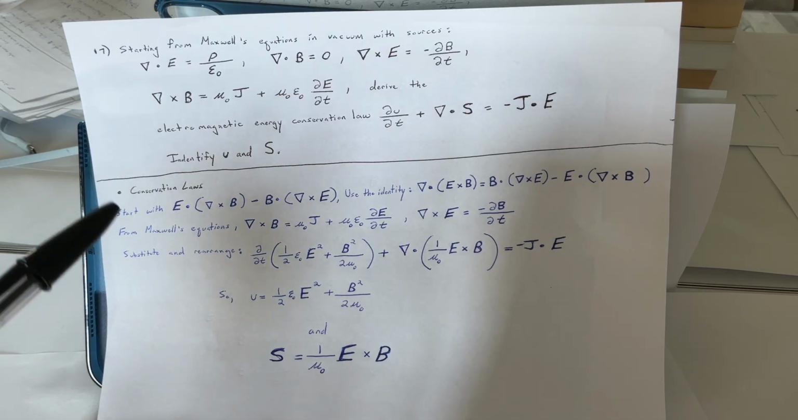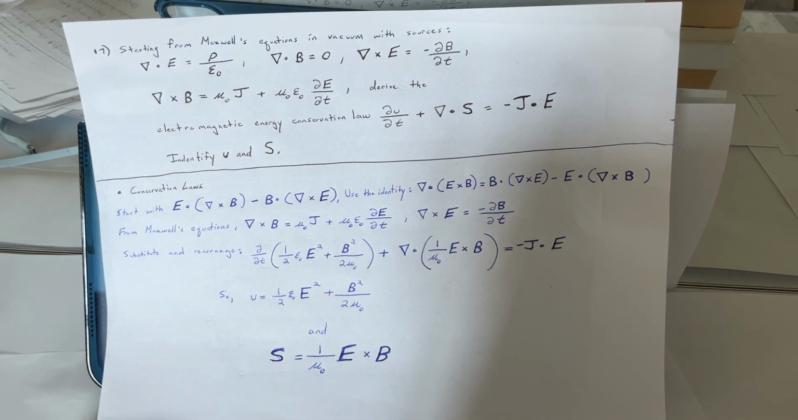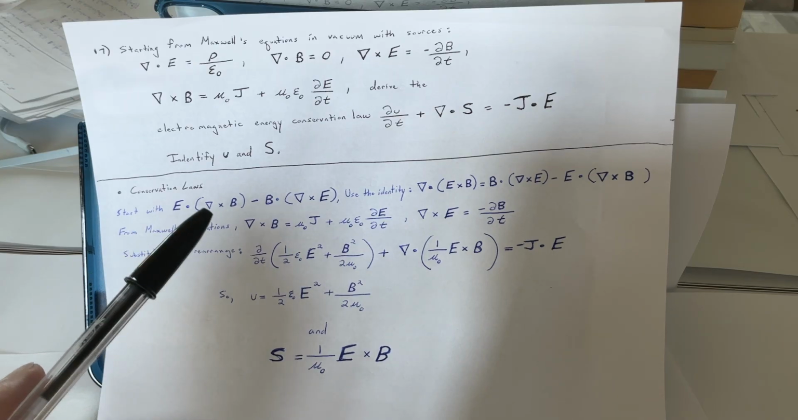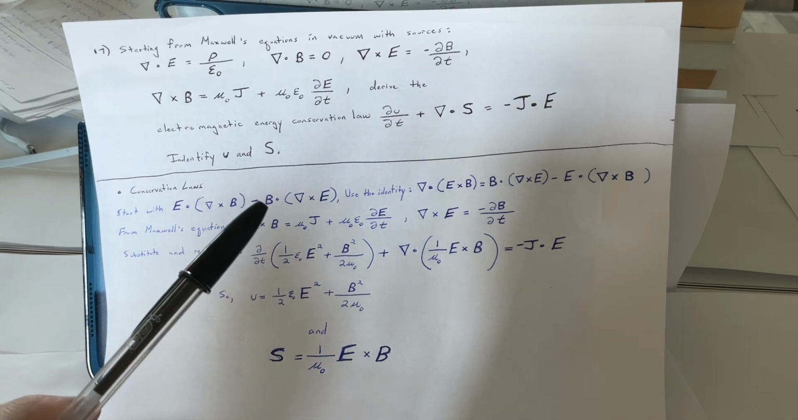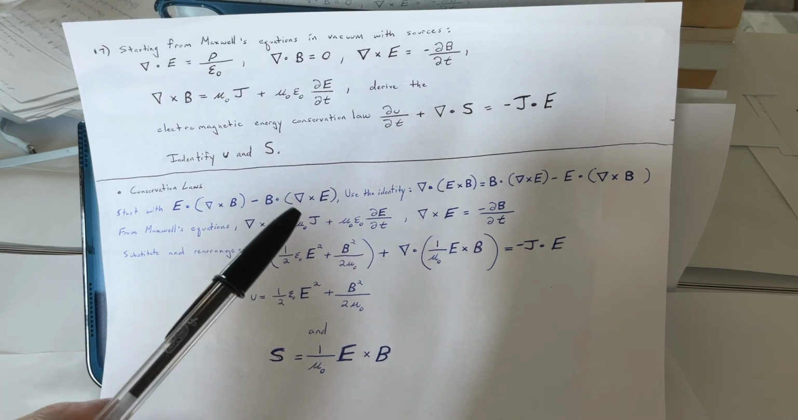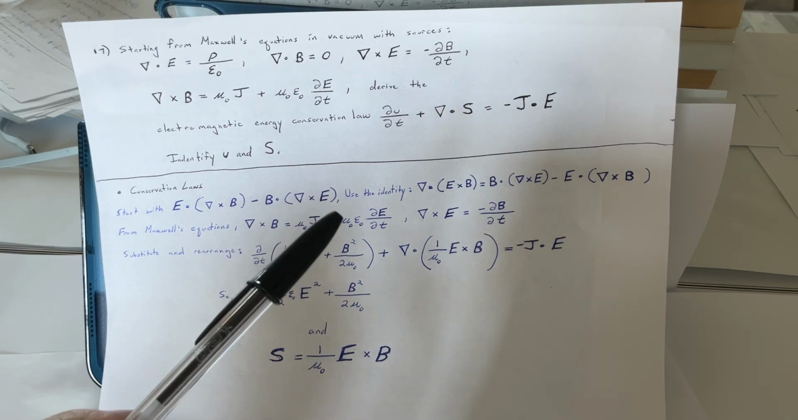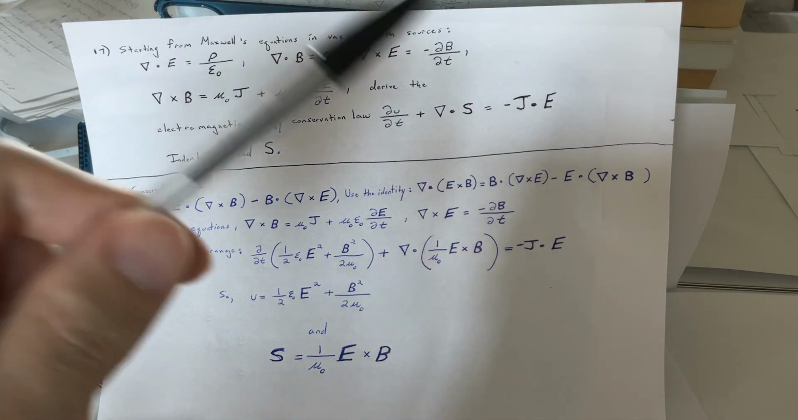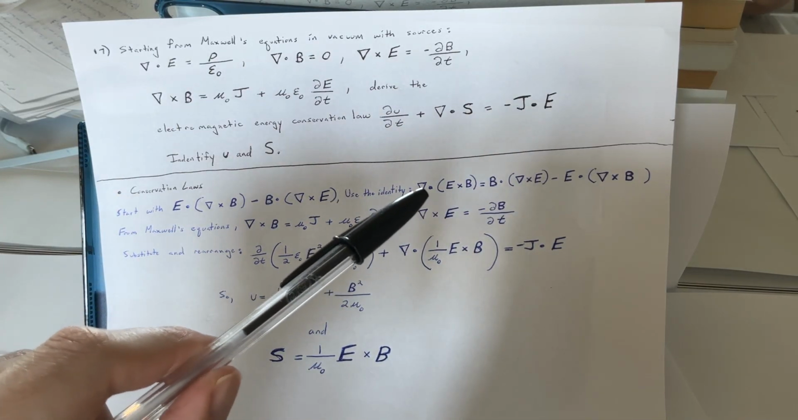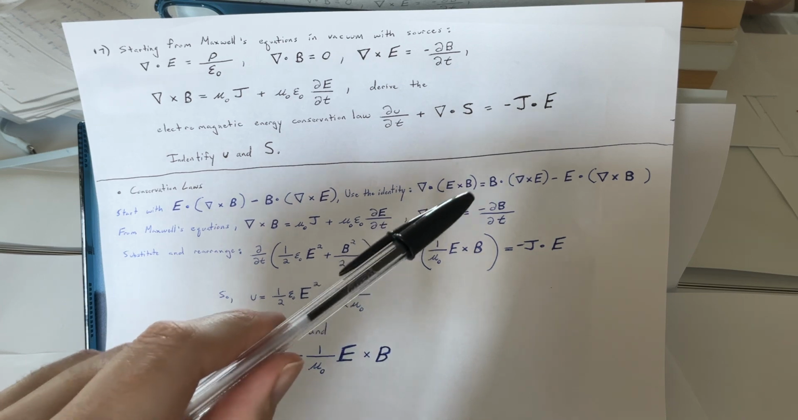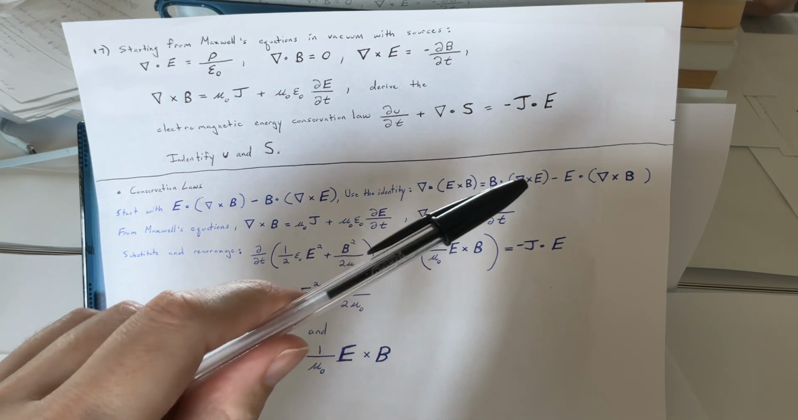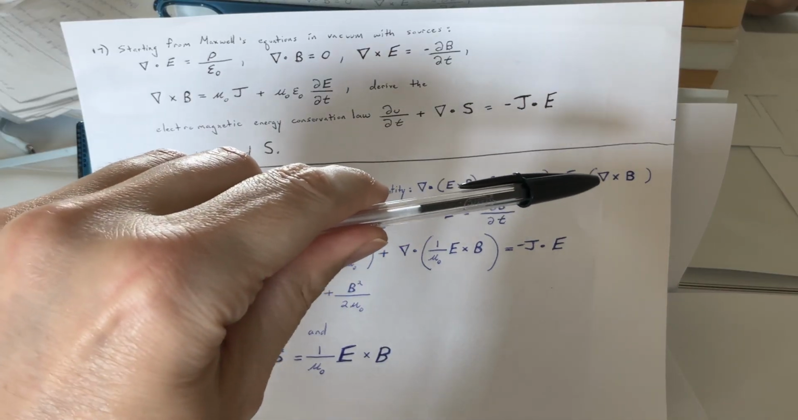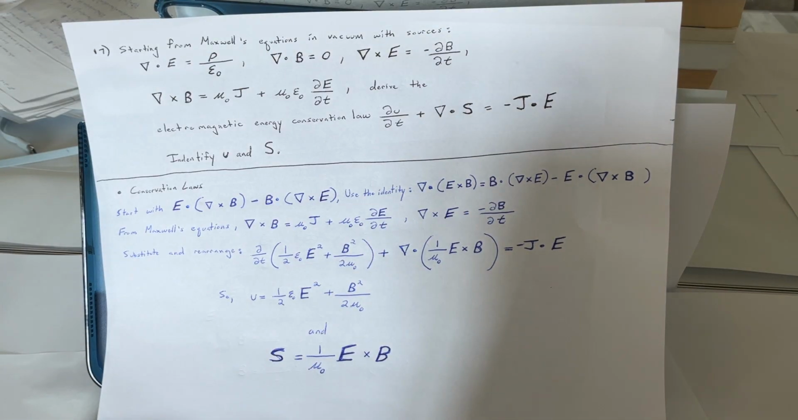All right, so conservation laws. Here's what we're going to do. We're going to start with E dotted with the cross product of del and B, minus B dotted with the cross product of del and E. Use the identity, so this requires a lot of the identity stuff. Del dotted with E cross B equals B dot del cross E, minus E dotted with the cross product of del and B.